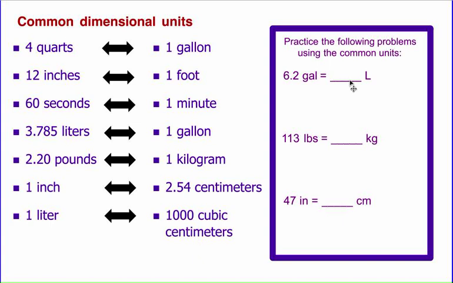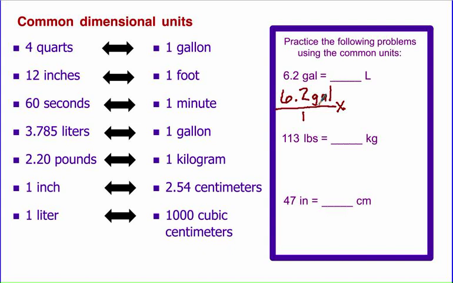Alright, so let's look at a couple of problems. Let's say we take a measurement of 6.2 gallons. Now, 6.2 gallons is a unit of non-metric. So we need to convert that over to a metric unit. So what we're going to do is start with our 6.2 gallons. And we're going to make it into a fraction. So I'm going to put a line and I'll put it over 1, and that now makes this a fraction.